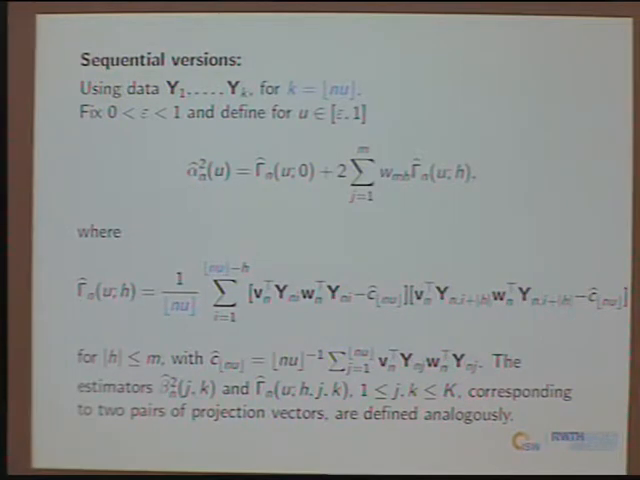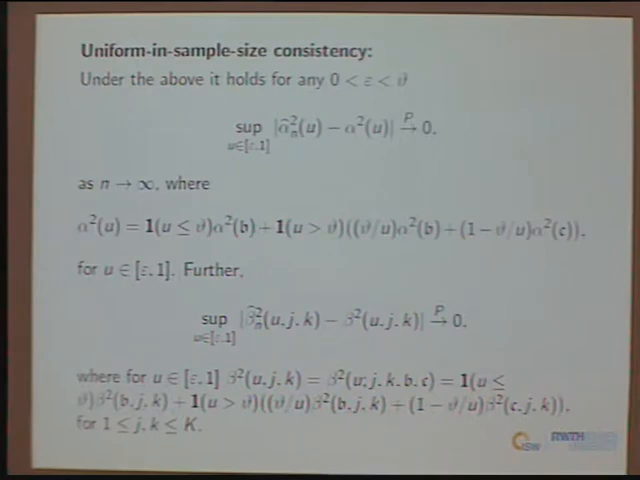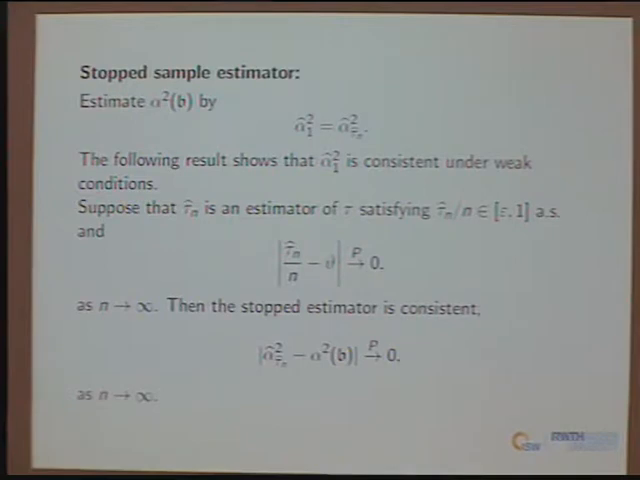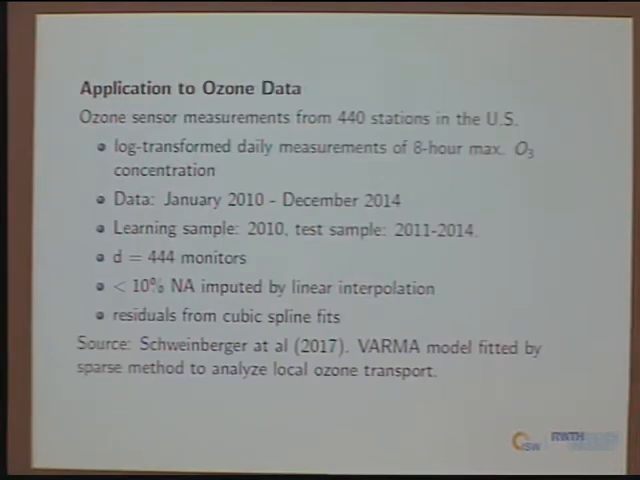Here now all estimators for the long-run variance estimator are only calculated until sample number n times u, where u is between 0 and 1. This sequential long-run variance estimator is consistent, and we can then combine this with a consistent estimator of the change point, and we have one in our situation. This is what I call the stopped sample estimator. And then you get a consistent estimator.